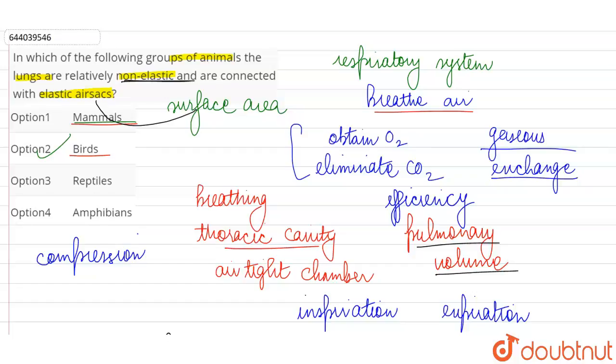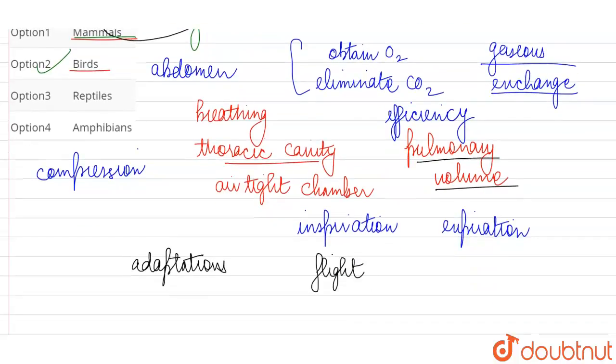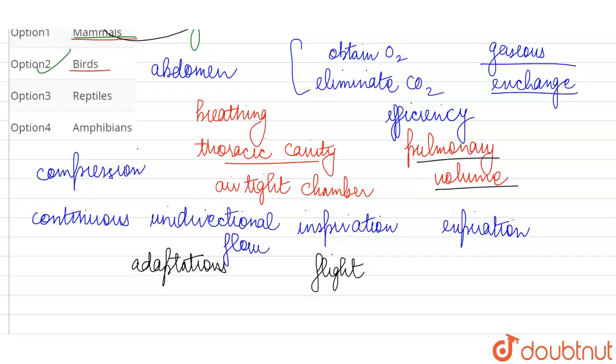So the volume of the lungs does not change. The lungs are paired structures in the thoracic cavity, but they are connected to these elastic air sacs in the abdomen of the bird, which ensure that there is a continuous and unidirectional flow of air to the lungs of the bird.